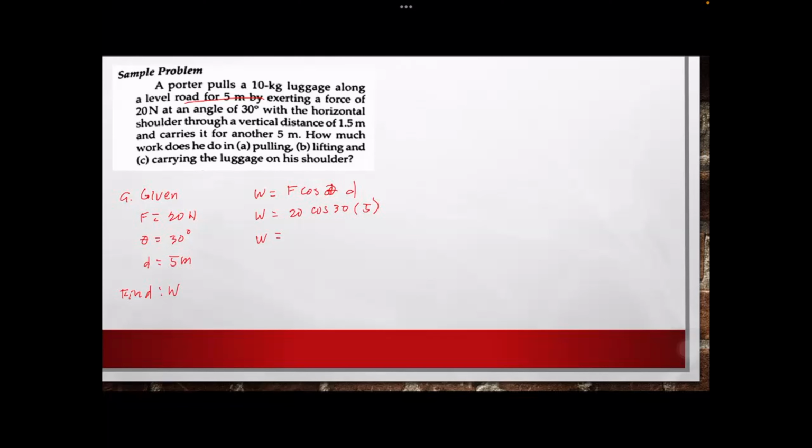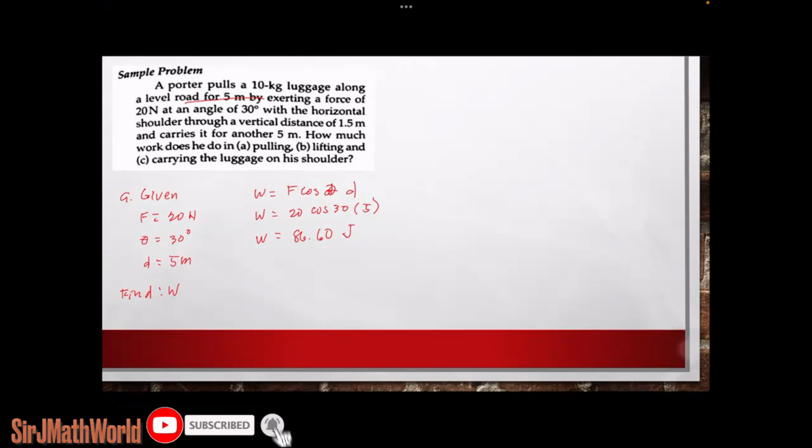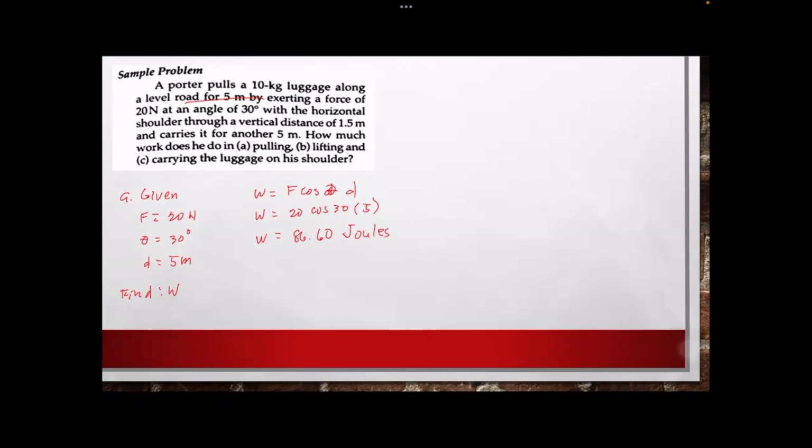$86.60 po. 86.60. So, joule. Ang unit pala ng work ay joule, J-O-U-L-E. Joule. Pag plural, it's joules. Or consider as letter J lang, joules. Okay pa?